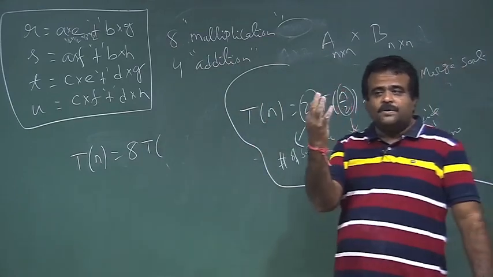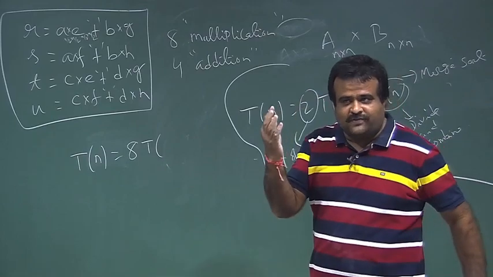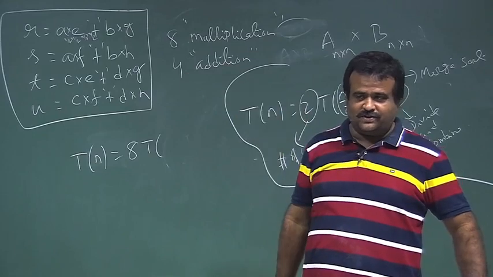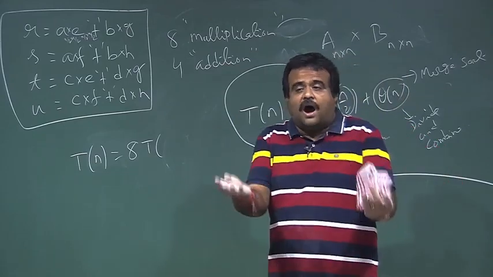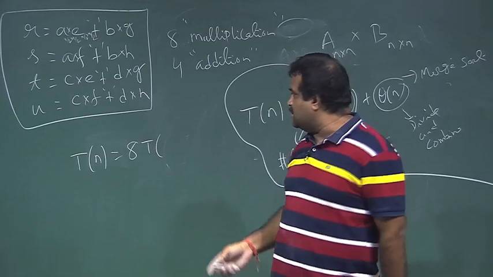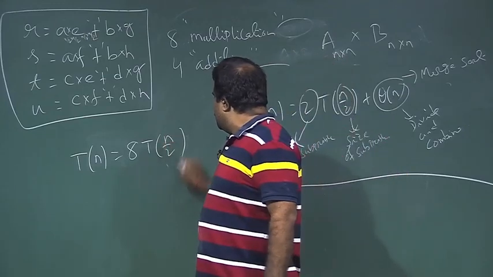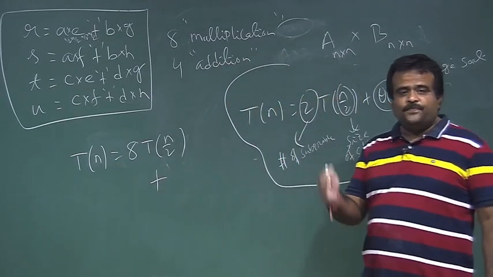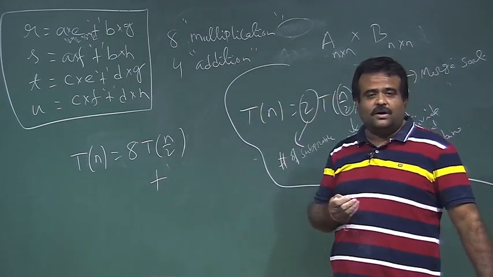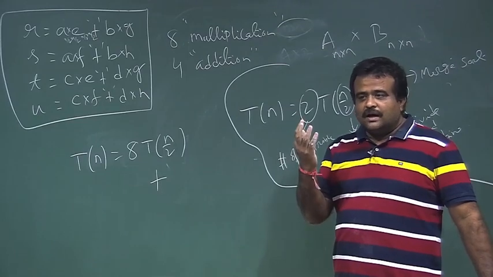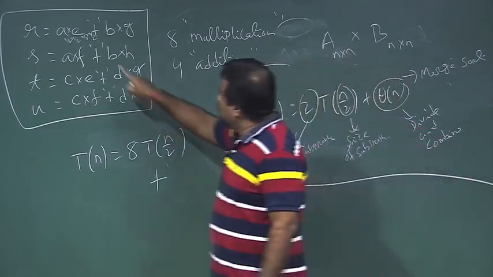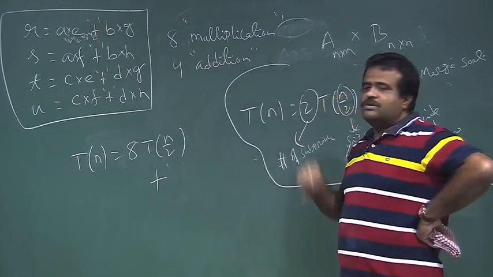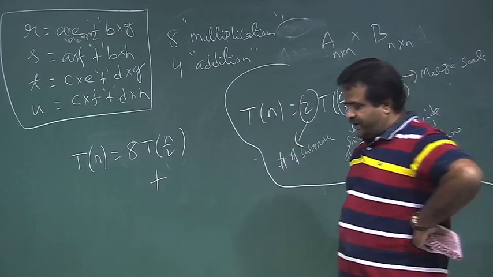Our problem was n cross n matrix multiplication. Now, it is n by 2 cross n by 2, both are sub matrices. So, the size is reduced to half, and that is the size of the sub problem. So, this is basically T of n by 2 plus the cost for combine. Combine means these additions, this matrix addition. So, how much time will it take to add 2 matrices? That is the point.